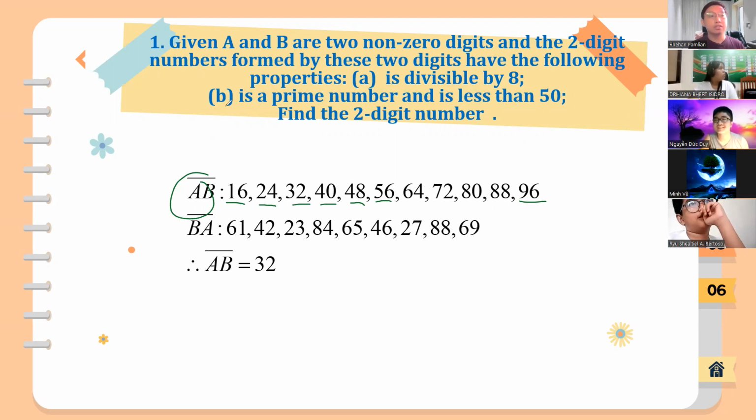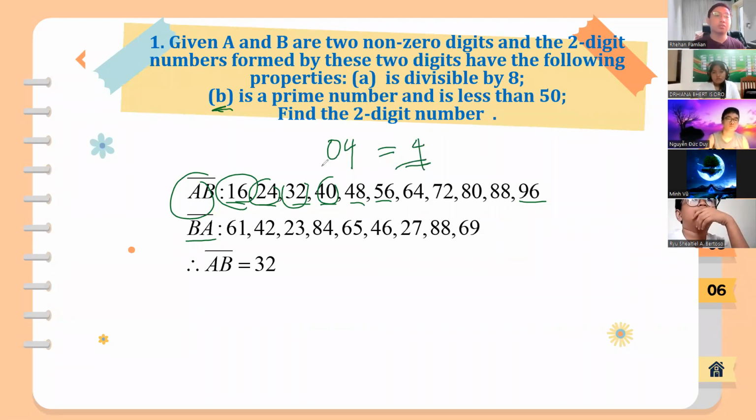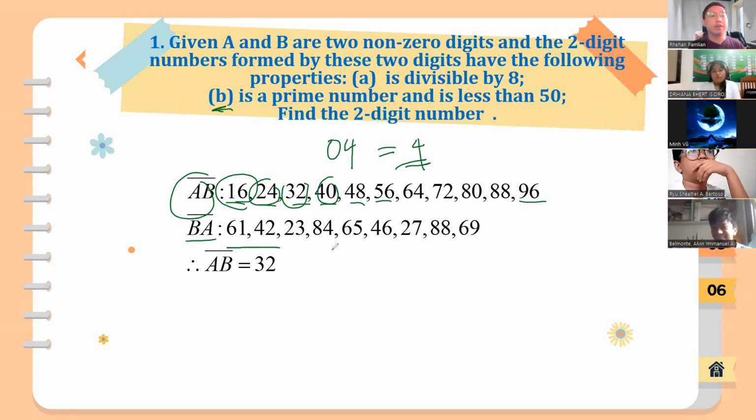And then the next condition is when you reverse the order BA, it should be a prime number and is less than 50. So how do you solve it? How do you do it? You just have to reverse all the numbers here, except for 40, because when you reverse 40, that becomes 04. So that's equal to 4. And 4 is not a 2-digit number. So we don't need to reverse that 40 there. And then all the rest of the numbers would be reversed until 96, which becomes 69. 69. Correct?